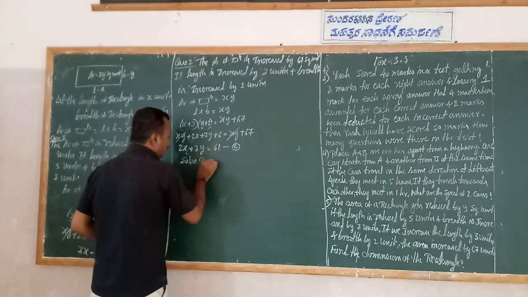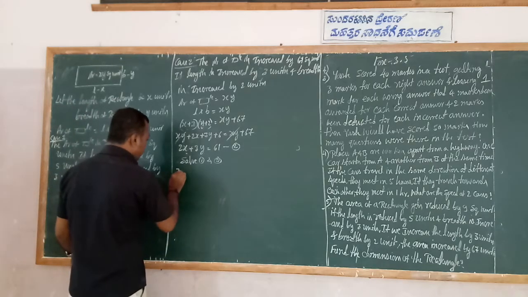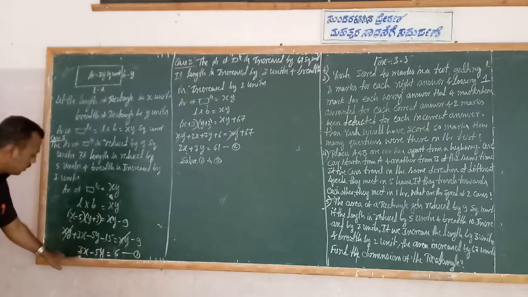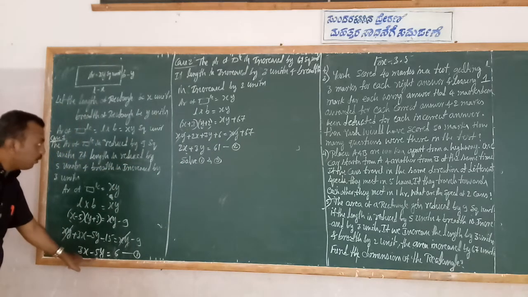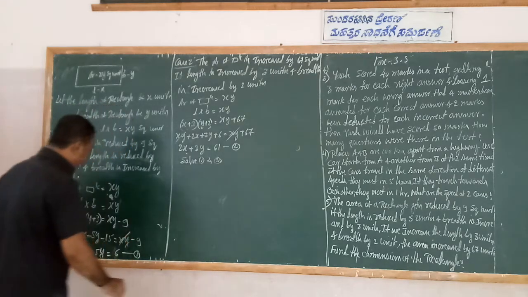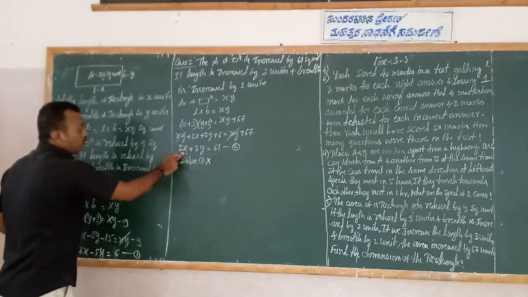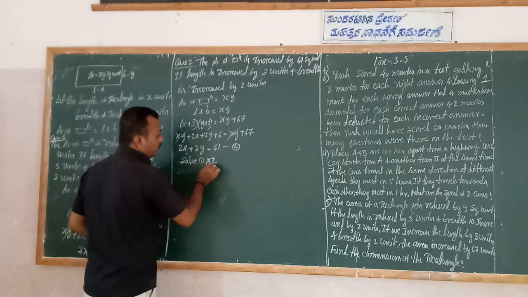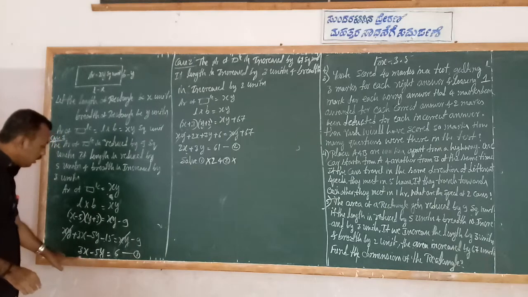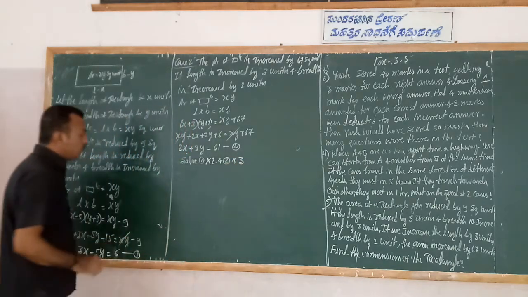What is equation number 1? 3x minus 5y. Here, students, the x term has 2x in one equation and 3x in the other, and the y term has 3y and 5y. The x coefficients are not equal and the y coefficients are not equal, so you have to make them equal. The coefficient of x in the second equation is 2 and in the first equation is 3, therefore you multiply the first equation by 2 and the second equation by 3.